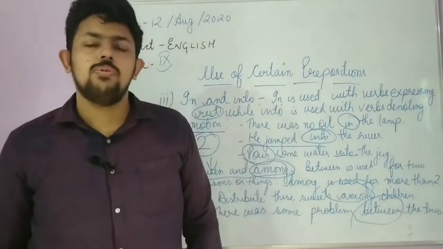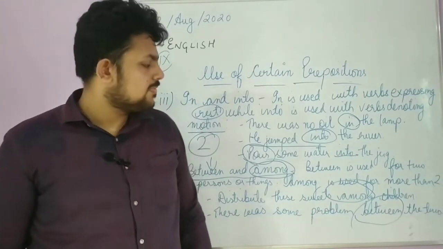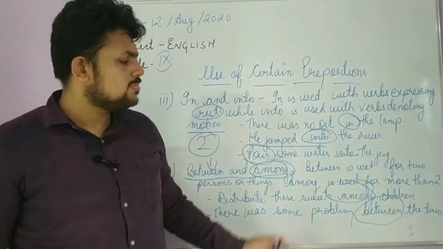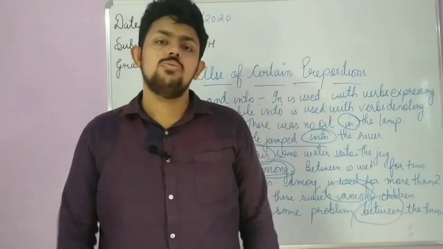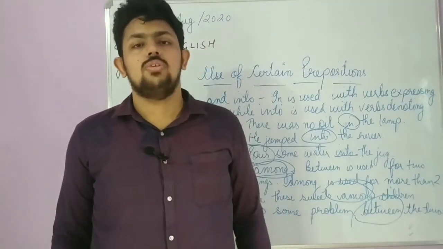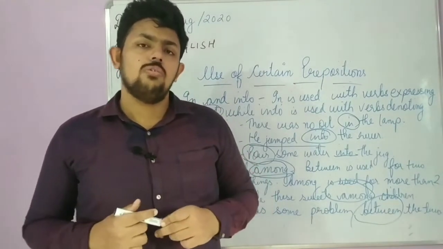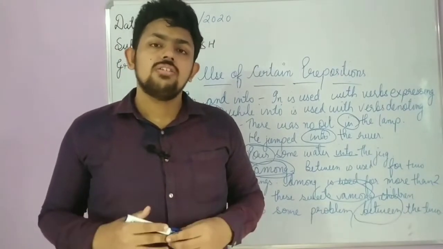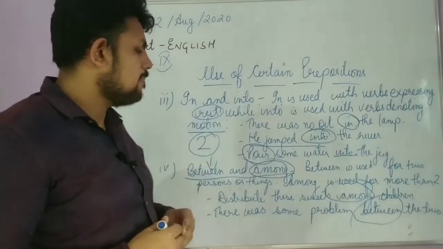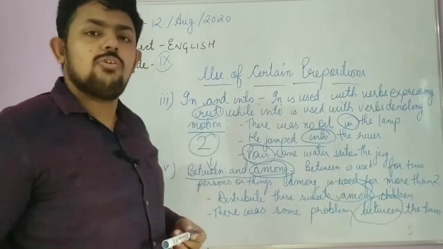There was some issue between Rahul and Raj, so we will use between and not among. There was a fight among the students, not between the students, because there are a lot of students involved. Okay, there was a fight between Rohit and Raj. So these are the examples to understand between and among better, and in and into I have already explained.